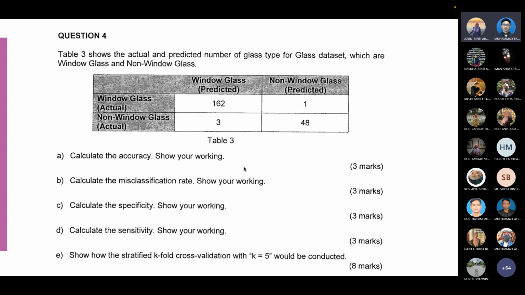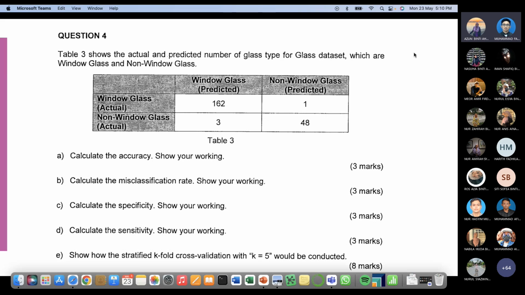Okay. This is the question that I want you all to do. This is a real question from previous semesters. For example, we have table 3 showing the actual and predicted number of glass type for the glass data set, which are non-glass and glass, window glass.